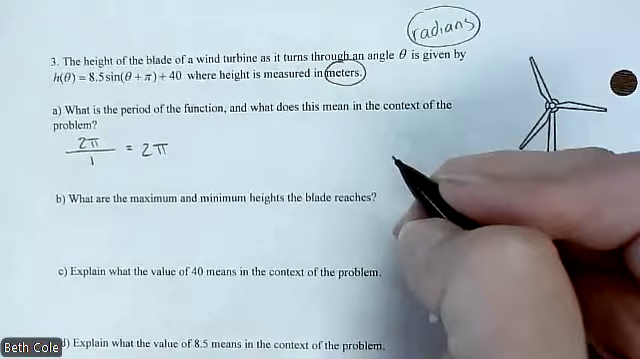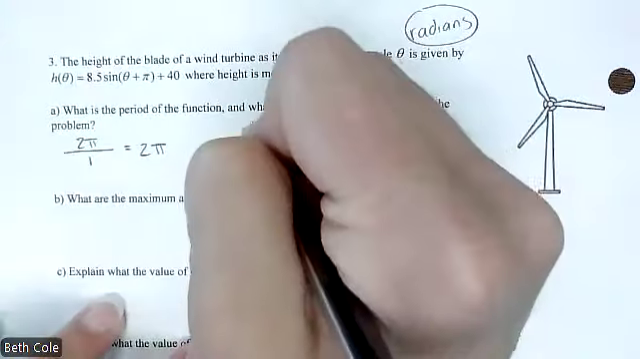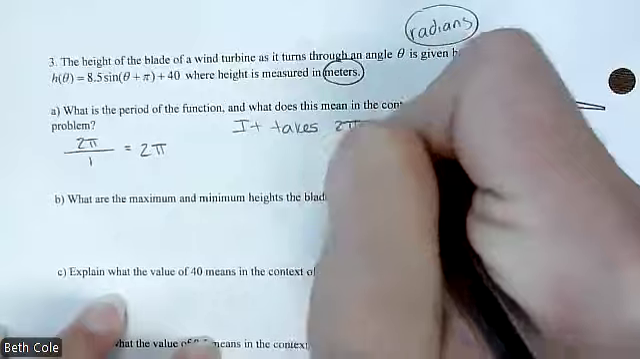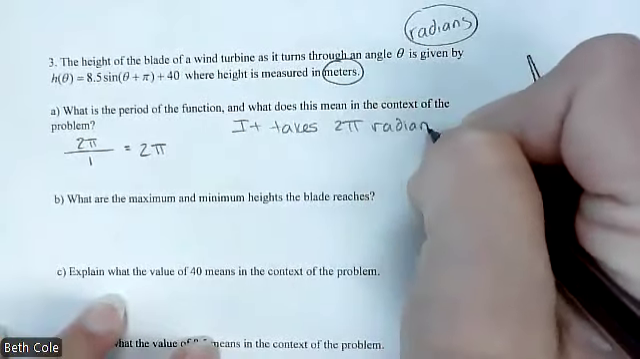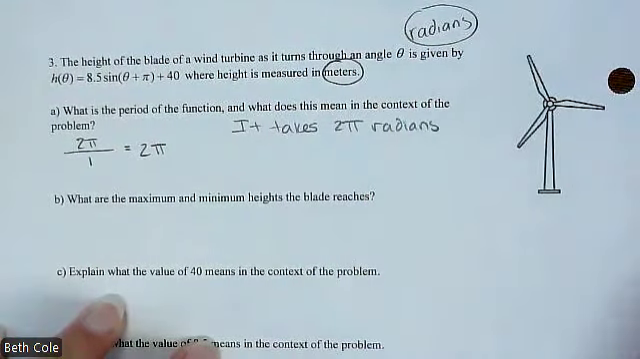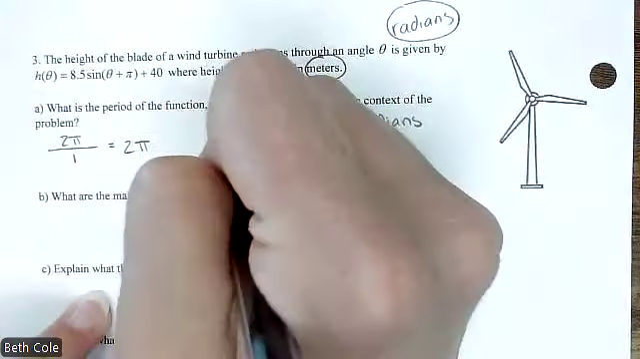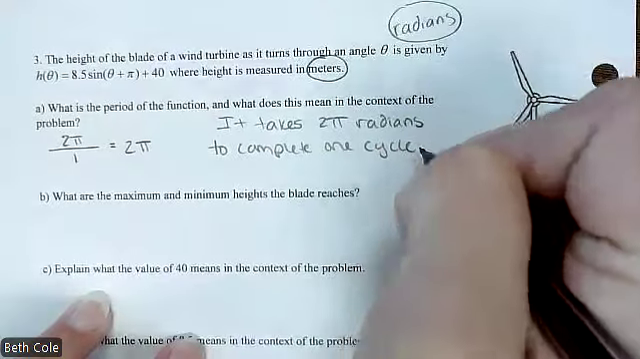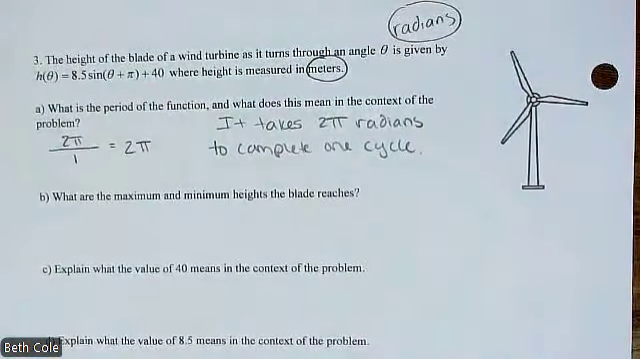So how does your sentence start? It's the exact same as we did on the other side of the paper. It takes 2 pi radians. You need a number and you need units. It takes 2 pi radians to complete 1 cycle. That should make sense because 2 pi is what? Once around. So the wind turbine turns 1 full rotation is what happened there. So that should logically make sense.